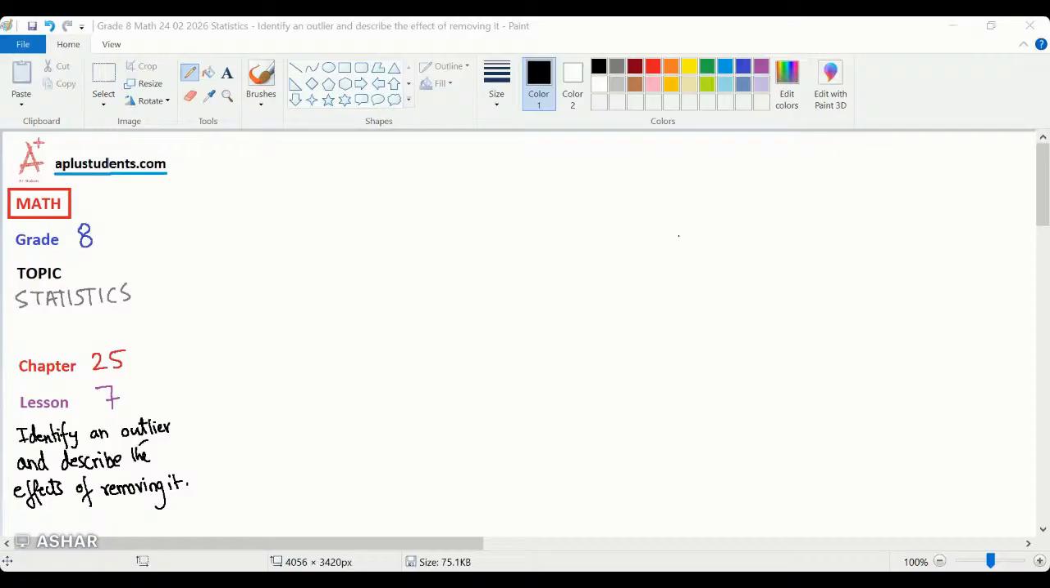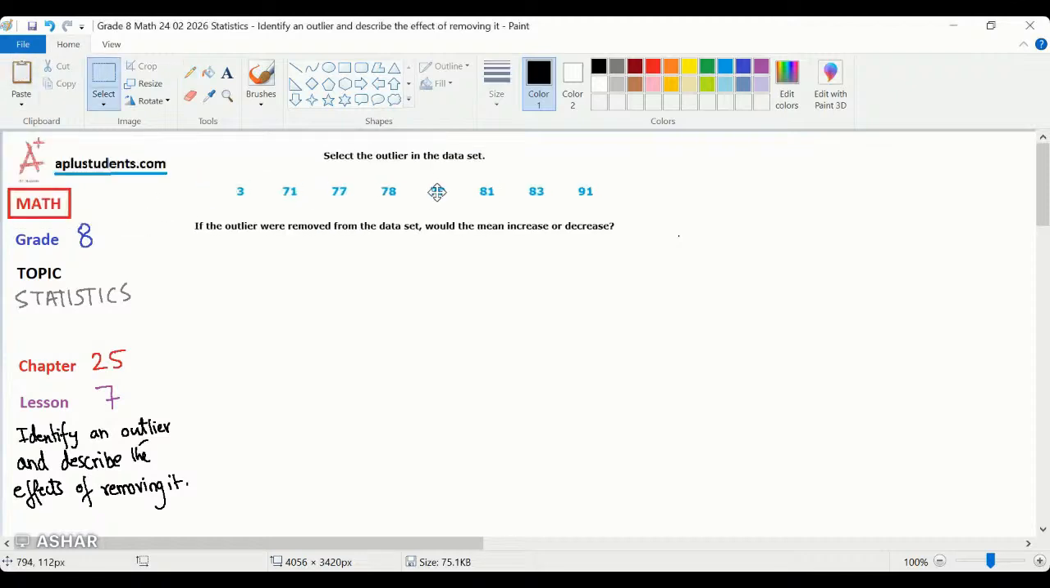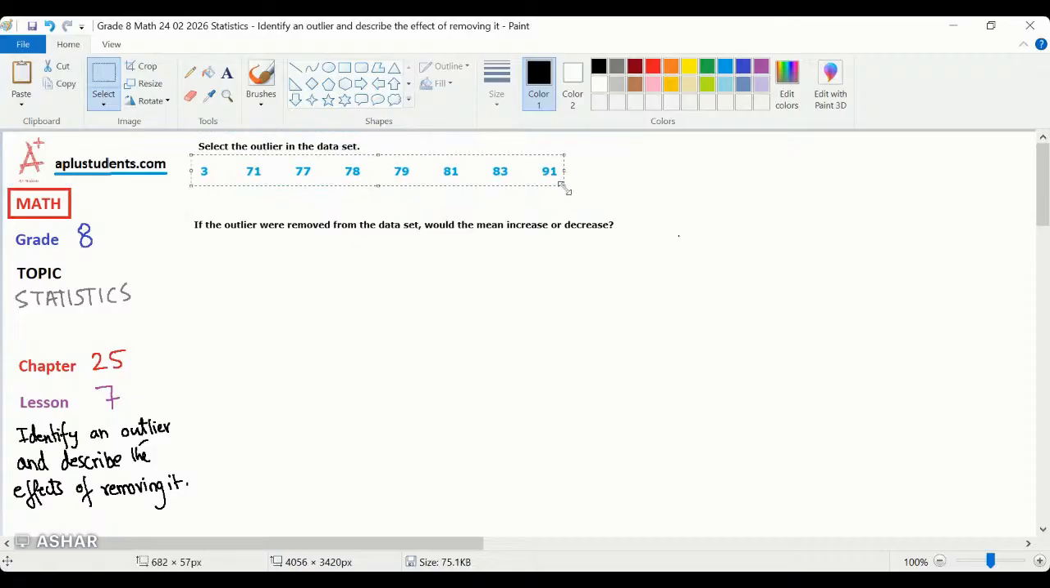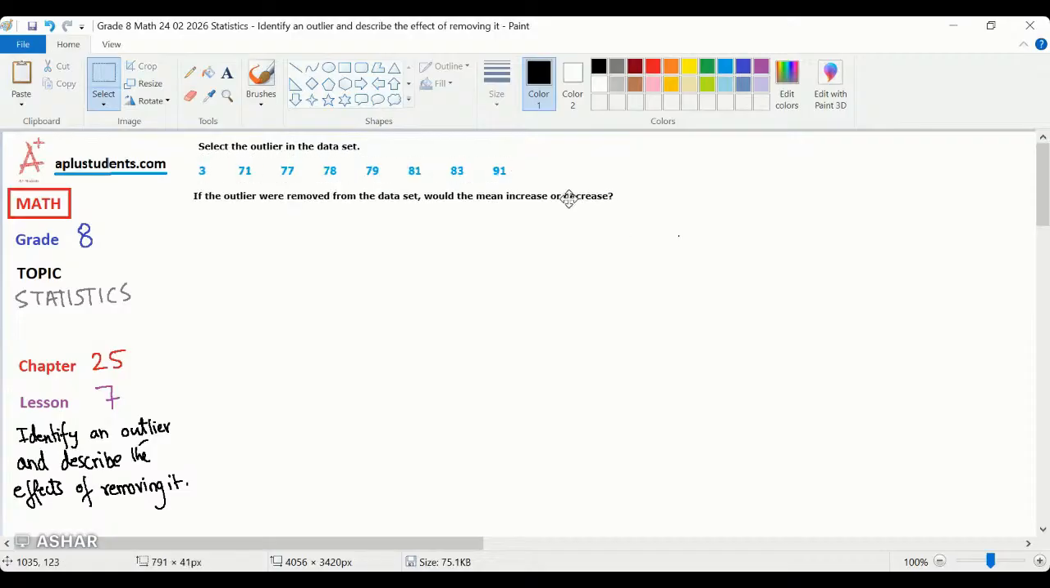let's see the first question. They're asking us to select an outlier, and they are asking us if the mean would increase or decrease. The set of numbers is given to us. We need to select an outlier from this given set of numbers, and if the outlier was to be removed, what impact would it have on the mean?